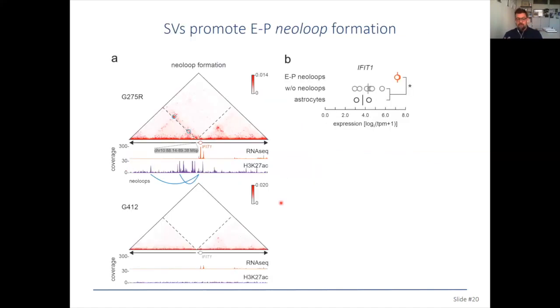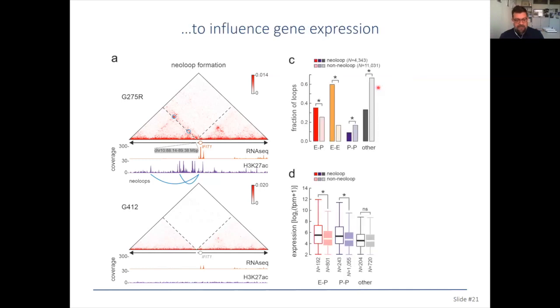Another type of neoloop would be the obvious one, connecting the promoter of a gene like IFIT, shown here, with enhancer elements in its vicinity. Here we have an inversion that brings these enhancers in proximity to the promoter and allows the formation of these two neoloops that turn on the expression of this gene, specifically in a couple of these patients, but not in the other ones that do not have such a structural variant. So this means that very often what Kristen presented as enhancer hijacking can actually take place.